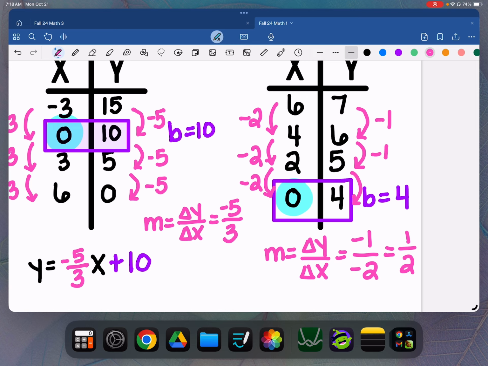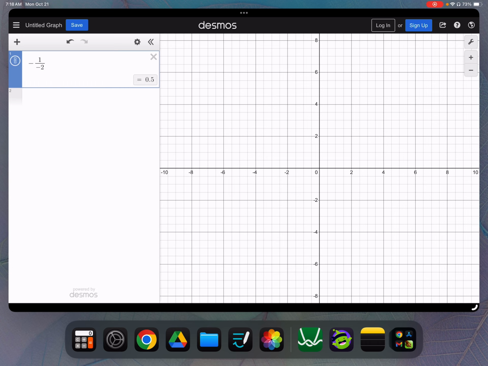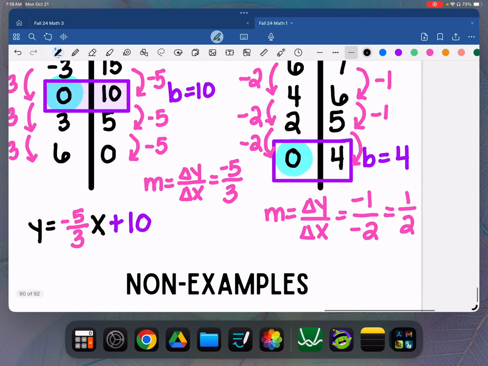And if you ever need to verify that, just put it in Desmos and do -1 divided by -2. It's going to give you a decimal, but there is a fraction button you can verify with. All right, so if I want to write my equation, I have y equals, my slope is m, so that's going to be positive 1/2 x. My y-intercept is 4, so that's going to be plus 4.